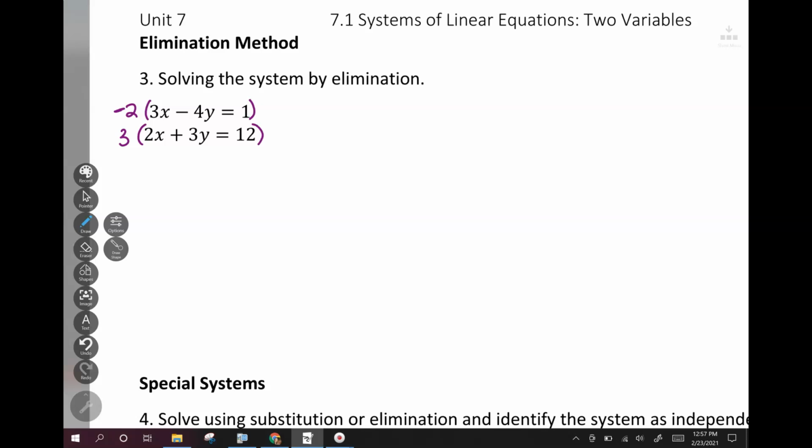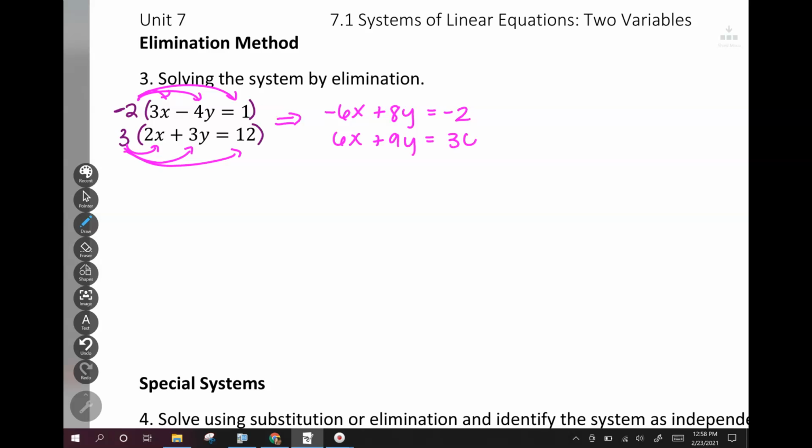Okay, so I'm going to go ahead and do that. You need to distribute the number you're multiplying by to the whole equation, because you need to multiply both sides of the equation by -2. So that becomes -6x plus 8y equals -2. And distributing this 3 to all the parts of the equation, I get 6x plus 9y equals 36.